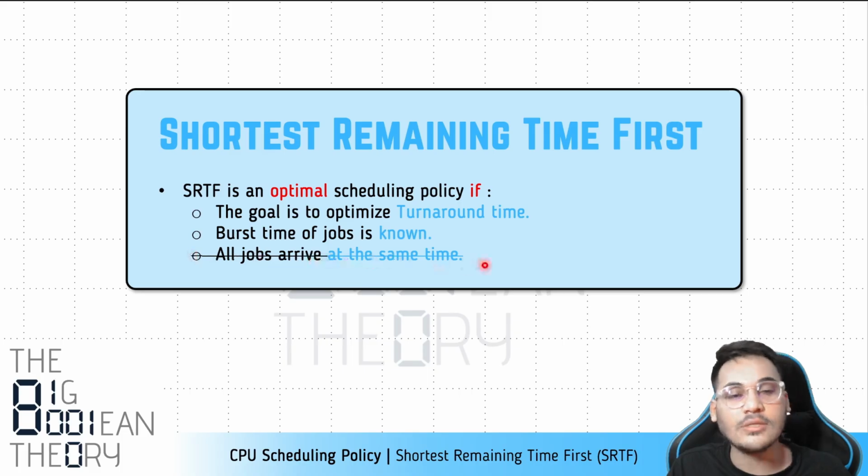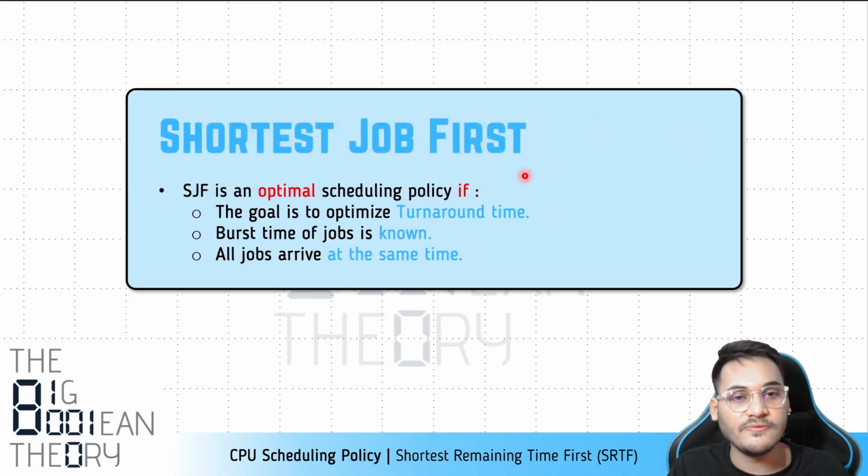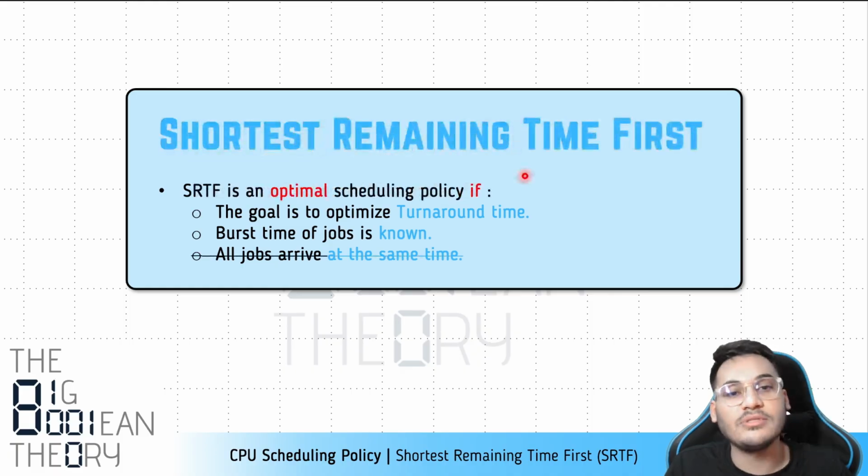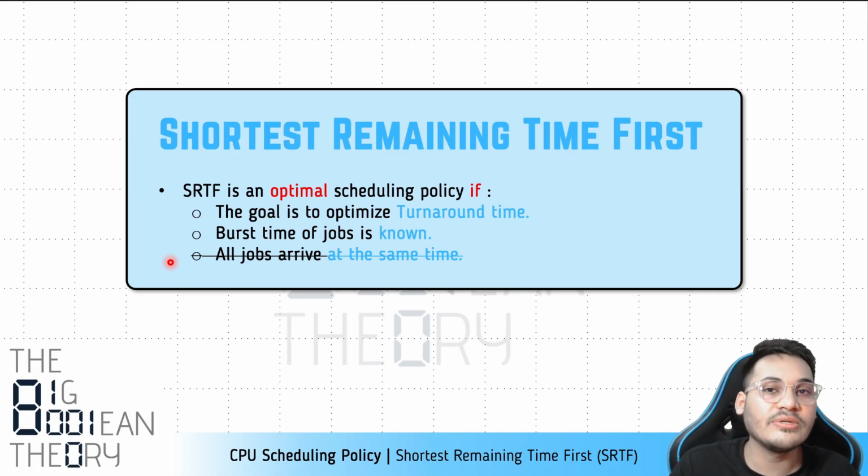This last condition was also not required, right? All jobs should arrive at the same time. This was the condition that was required in the case of shortest job first for it to behave in an optimal manner. But that is not the case with shortest remaining time first. Even when this condition is not fulfilled, that is, the jobs arrive at different times, and in real life this will be the case that the jobs will be arriving at different times, right?